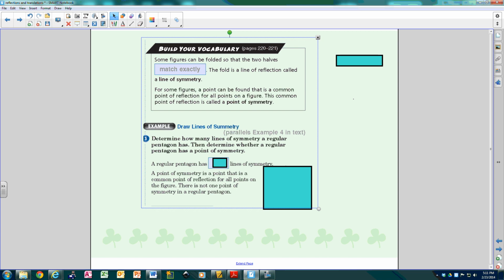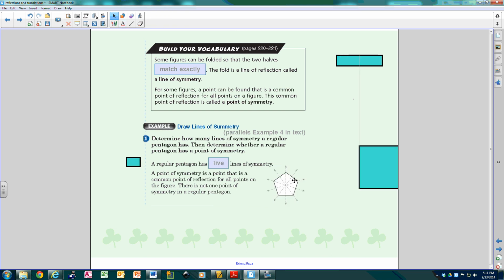Okay, so a regular pentagon has 5 lines of symmetry that look like this. Basically all you're doing is picking a corner and drawing a line through it perpendicular to the other side. So it looks like this. You just go to a corner, draw a line perpendicular, go to a corner, draw a line perpendicular. So that would be your 5 lines of symmetry. There is not a point of symmetry for a regular pentagon because not all the points are always going to match up.